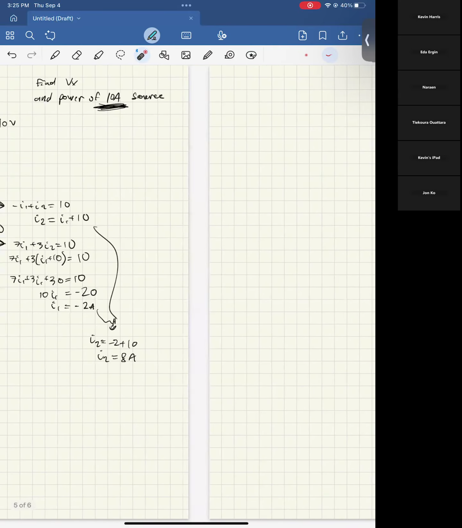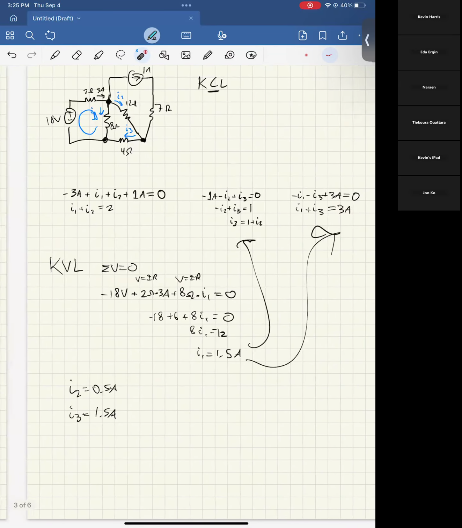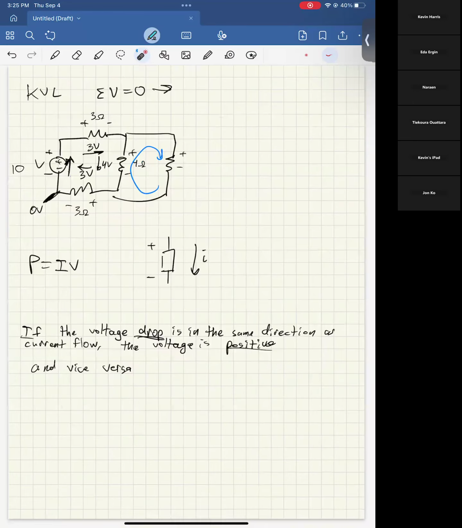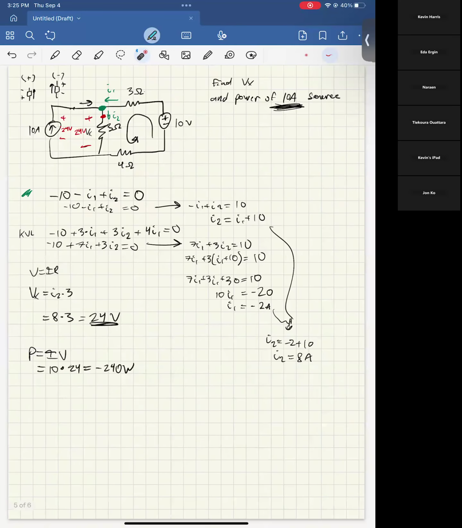So really just drill this into your head. Say this to yourself a couple times. If the voltage drop is in the same direction as current, then it's positive. So it's like, if it's backwards, it's positive. That's why it can be a bit confusing, but you'll get the hang of it.